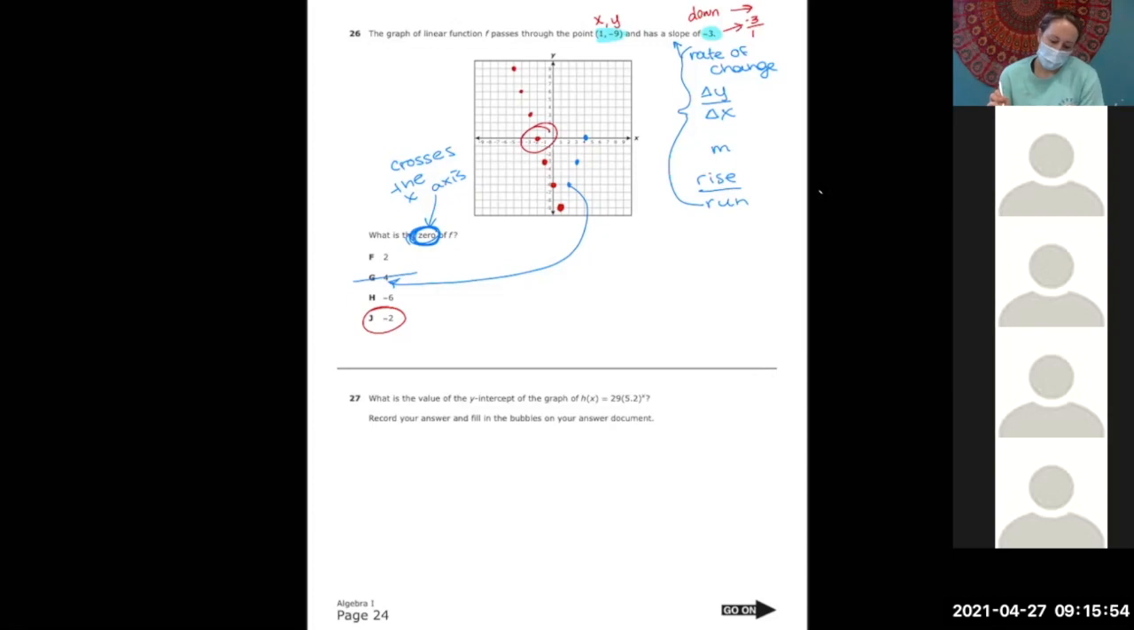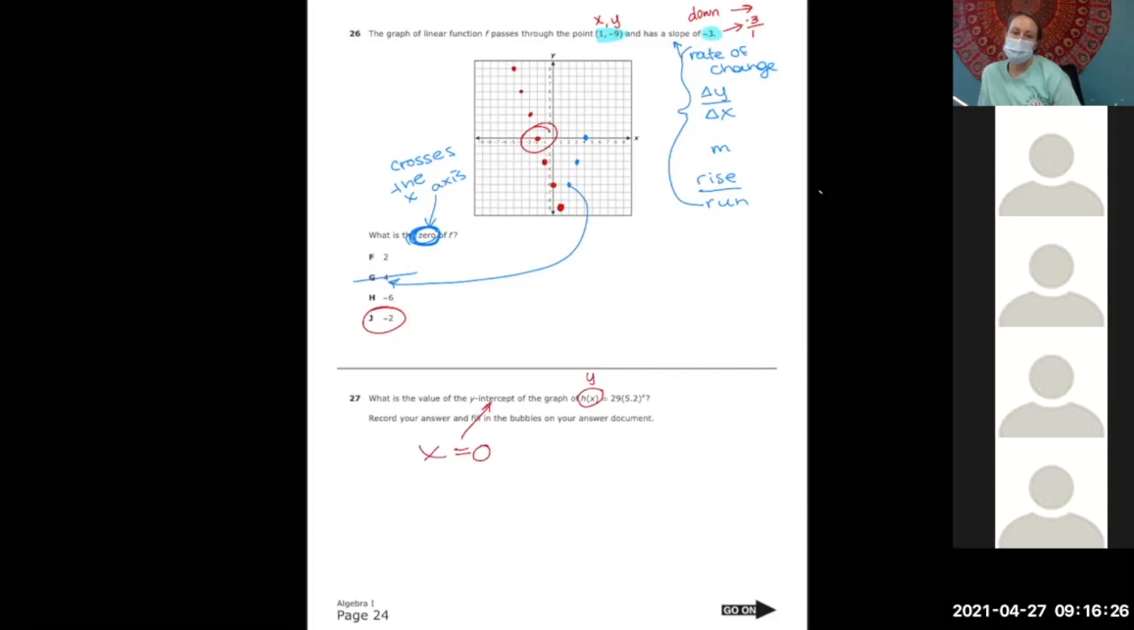All right, number 27. What is the value of the y-intercept of the graph of h of x equals 29 times 5.2 to the x power? Remember, this h of x thing, I see a lot of people tripping up on this. That is the same thing as y, okay? You do not have to mess around with the h of x. So it wants to know the y-intercept. When we cross the y-axis, our x value is 0. Okay, so y-intercept means x equals 0.